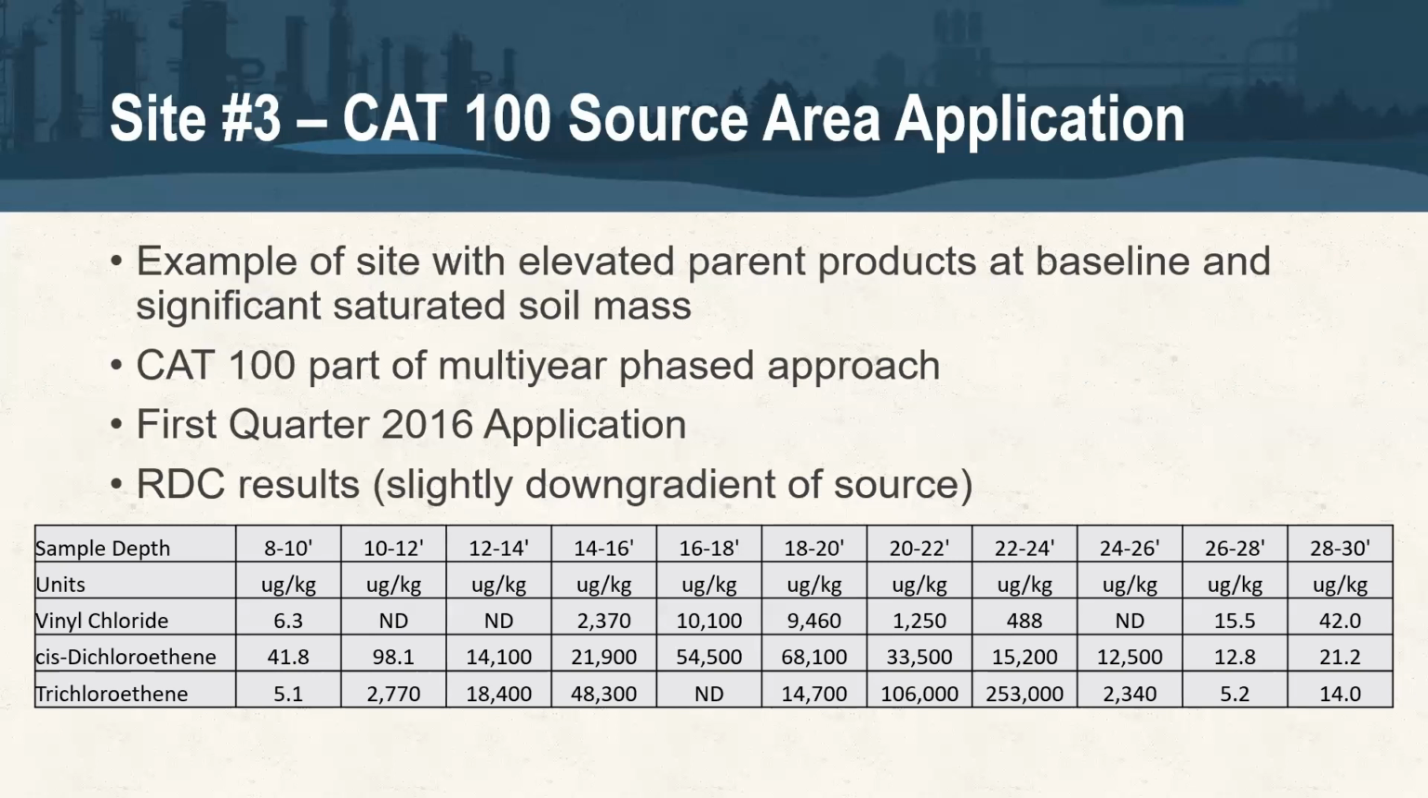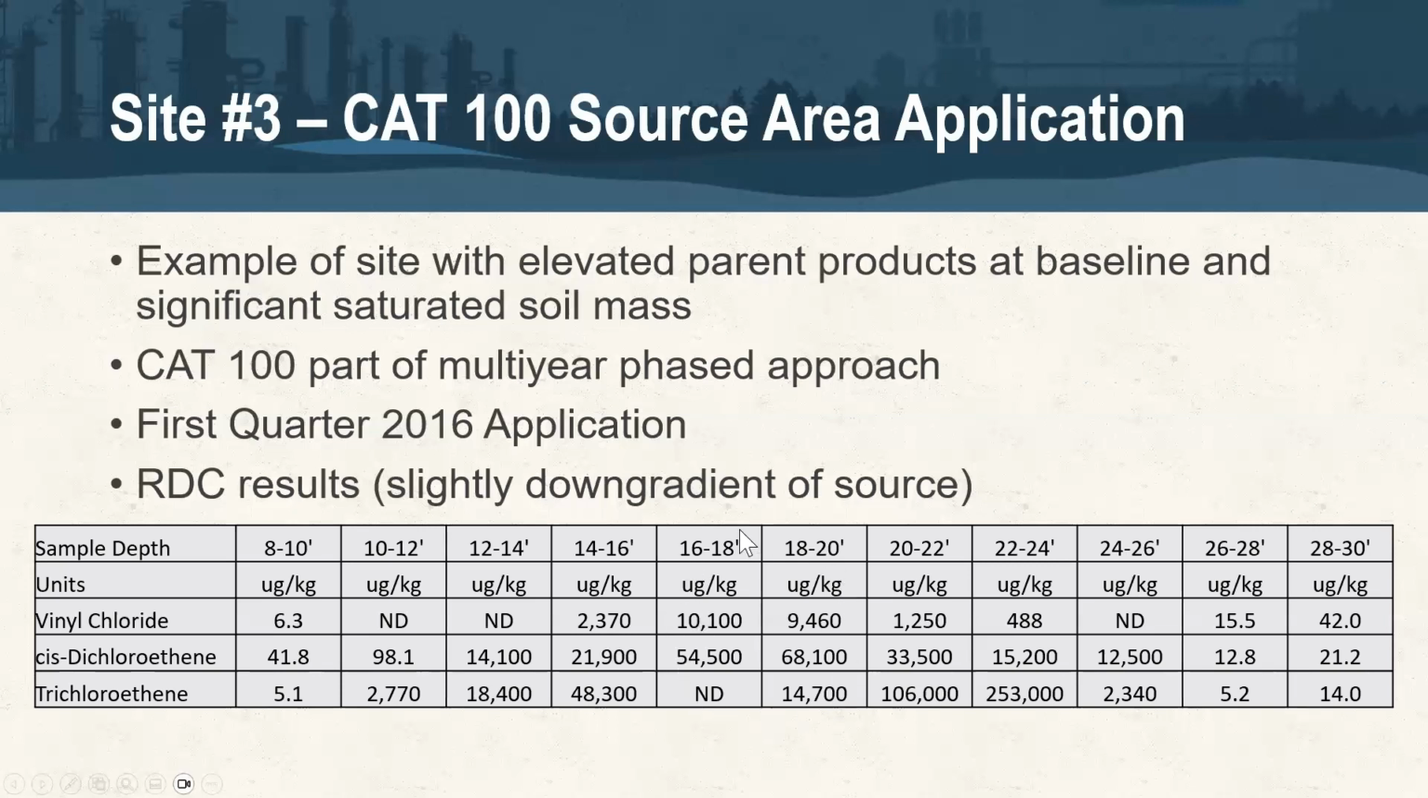And so this is an RDC point that was done slightly down gradient of the well that I'm going to show you. This is the data output that you get from us. I obviously isolated just these 3 analytes. But you can see, starting at about 8 to 10, not a lot of mass. We start to pick things up in the 10 to 12, and these are all in micrograms per kilogram. And we see it primarily as TCE, and that trend continues down to 16 feet.